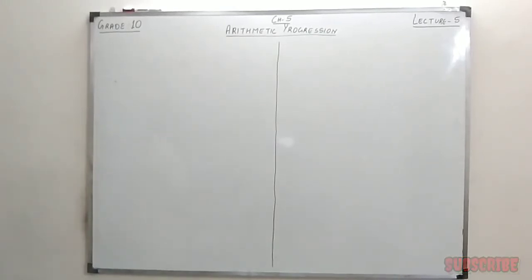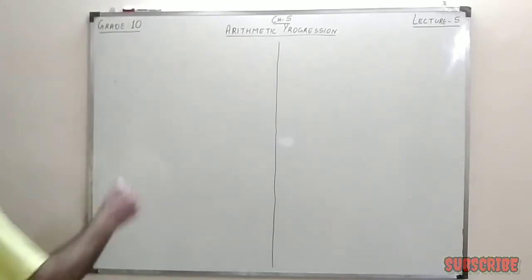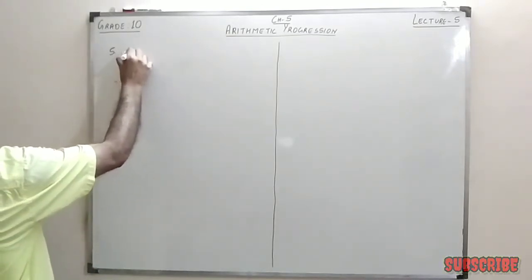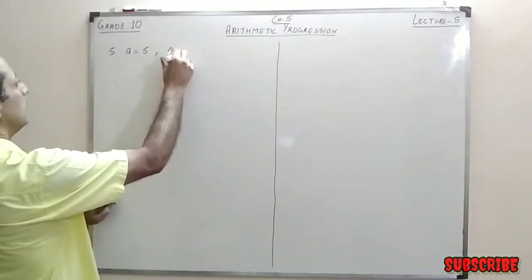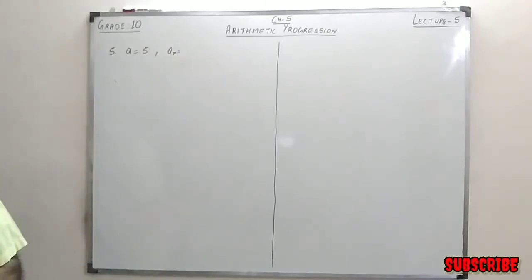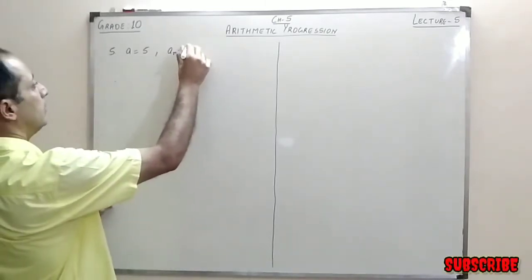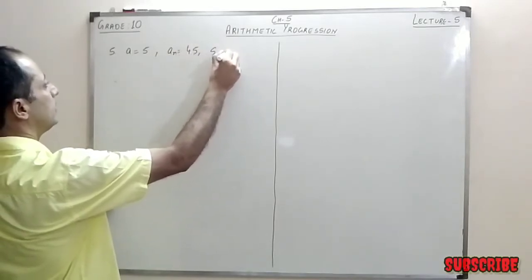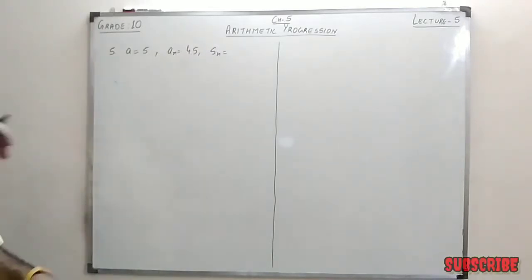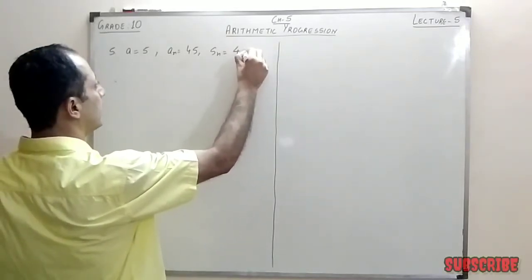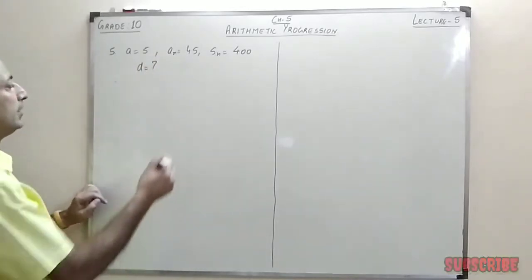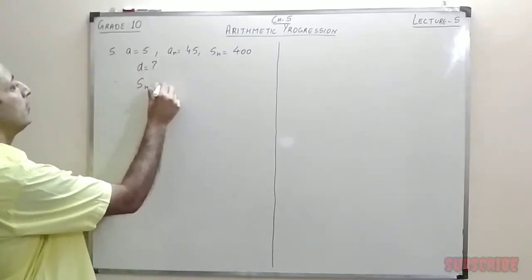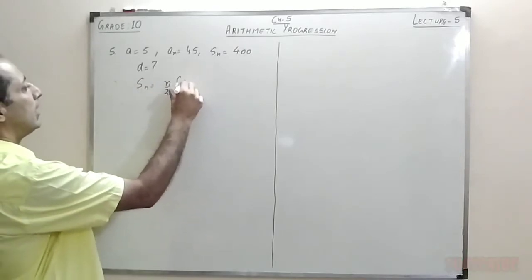Now in the next question, the first term of the AP is given as 5, and the last term, or you can say the nth term, is given as 45, and the sum is given to us as 400. We have to find the common difference. Quite a simple question. Just simply apply the relation Sn equals n by 2 into a plus an.